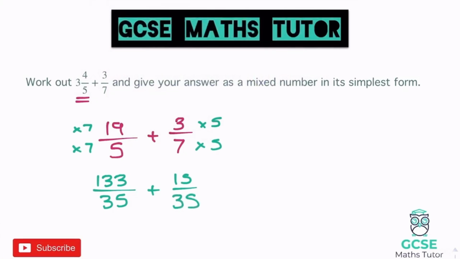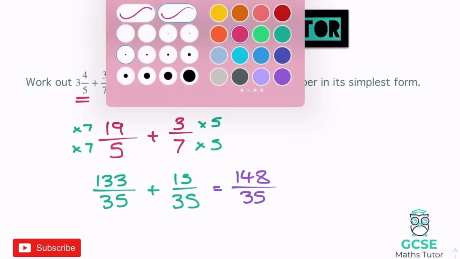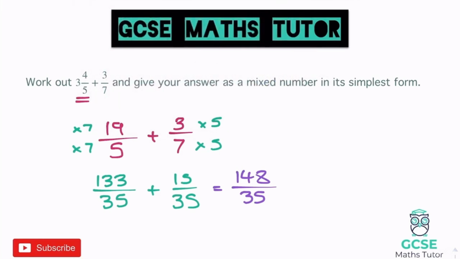So we can just add together the numerators, 133 plus 15, which gives us 148, and that is over 35, remembering that you don't add together the denominators. There we go, we've got 148 35ths. Now obviously it says here to give your answer as a mixed number in its simplest form. So it's up to you whether you try and simplify this or whether you obviously turn it into a mixed number first, but we need to turn it back into a mixed number.